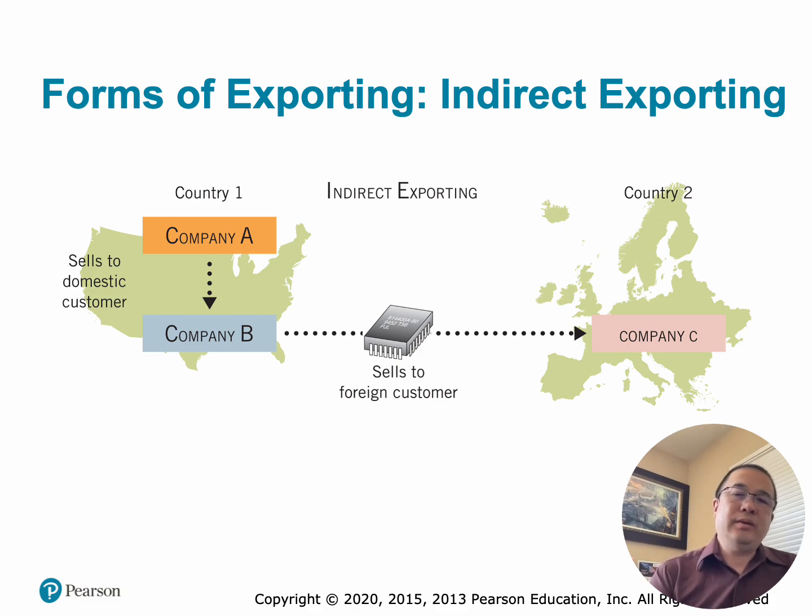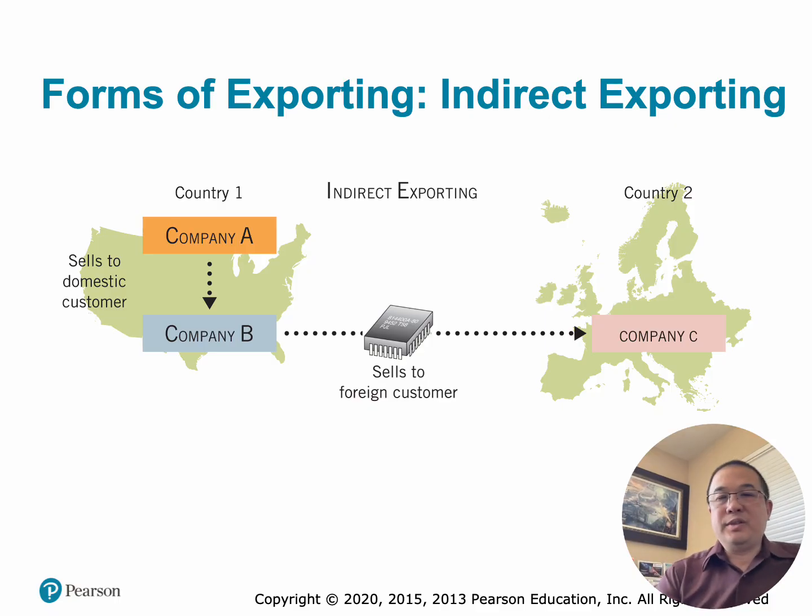The disadvantages, however, of indirect exporting include lower profits. Company B takes a margin for its services. Less control. Company A has little influence over pricing, marketing, or customer relationships overseas. Limited market knowledge. Company A may not learn much about foreign customers since Company B handles the interaction. And then dependence on intermediary. So success in foreign markets depends heavily on Company B's capabilities.